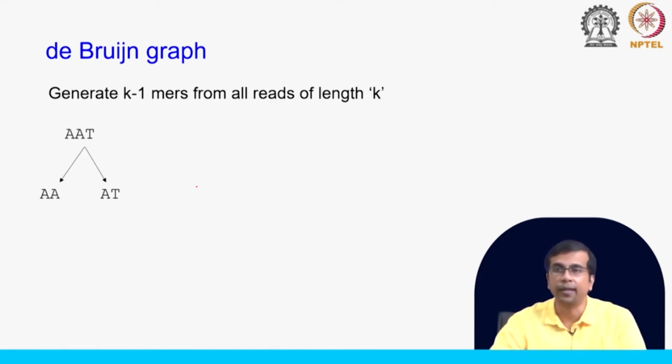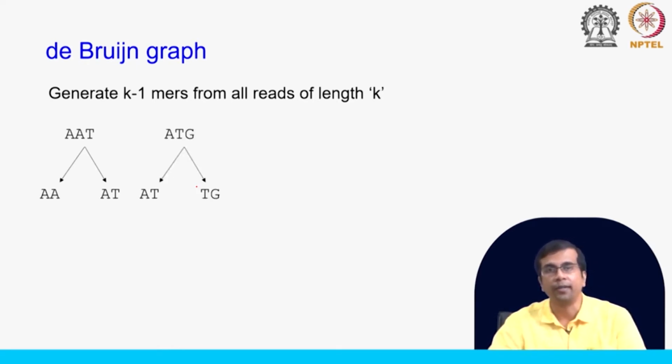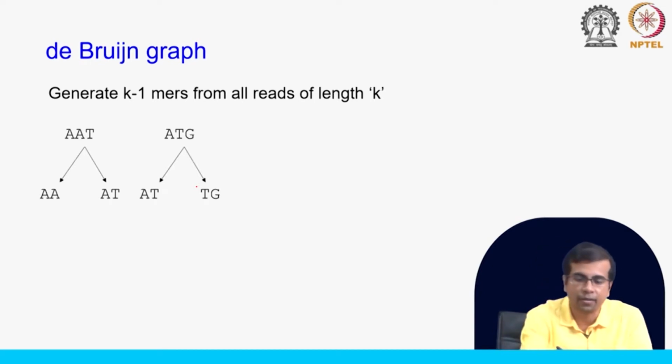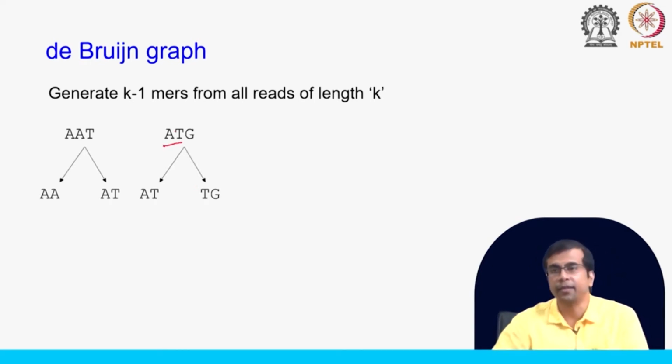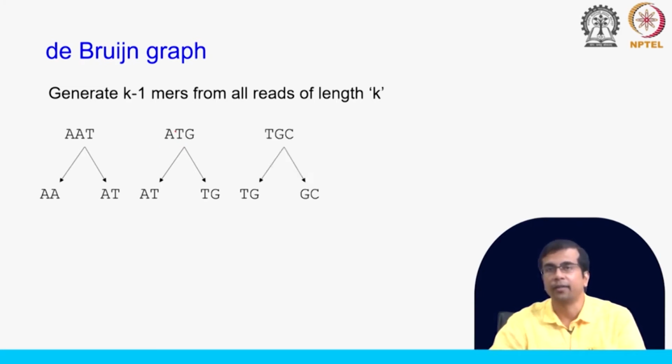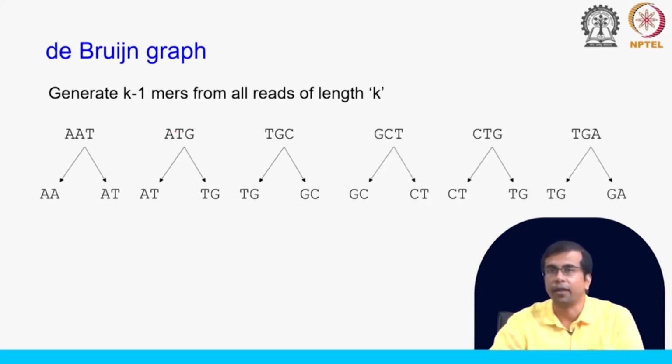We start with AAT: the left one is AA and the right one is AT. For ATG, the left one is AT, the first 2 bases, which is the left (k minus 1)-mer, and the right one is TG. And so on. For TGC, the left one is TG and the right one is GC. So you understand how we are deriving these (k minus 1)-mers, and we do this for all the reads that we have in our data. You can see all the reads being split into left and right (k minus 1)-mers.